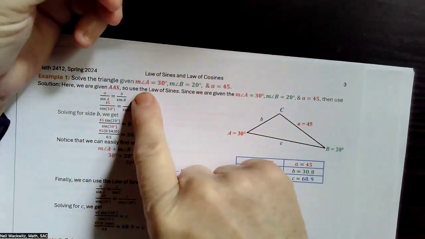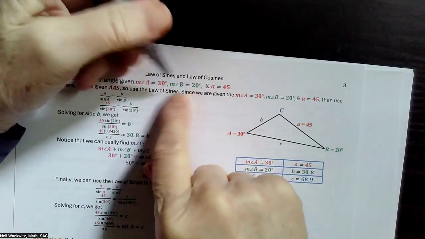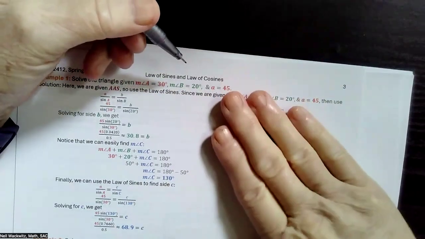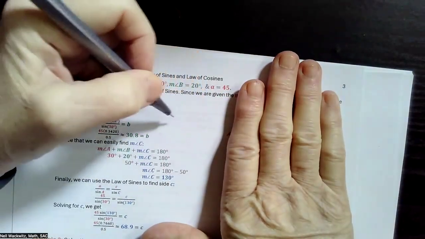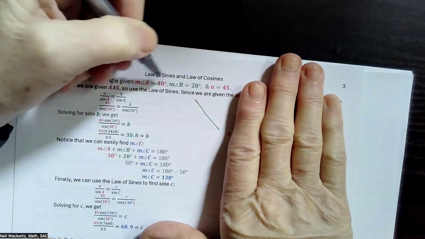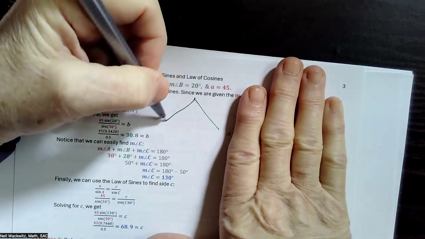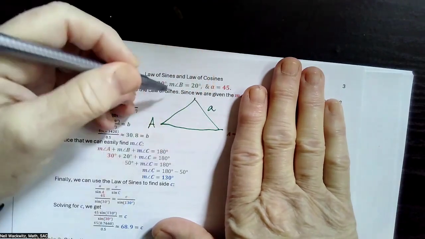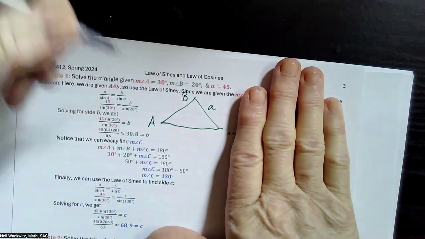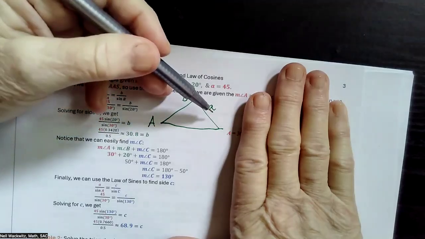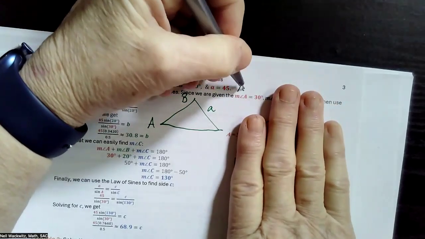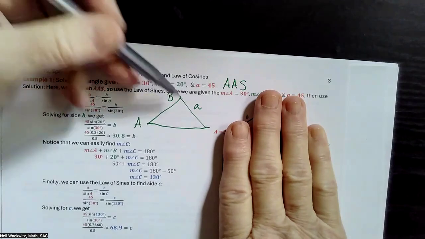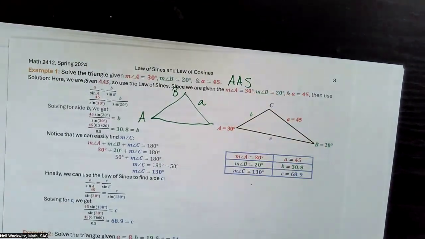So if I'm given angle A, angle B, and side A, even if I don't have this image, I'm going to draw the triangle. I can see that A is less than 90. Here's A, and A at the top. So I've got angle, angle, side.